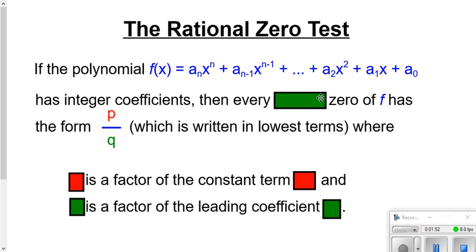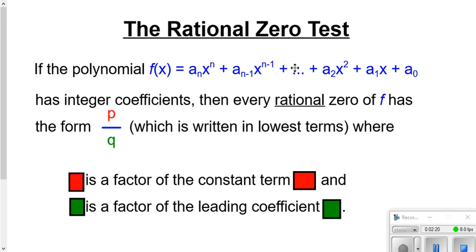Now, this word rational is a very important piece of this. It's not that every zero that we can find or every x-intercept works for this one. It is specifically only the rational zeros that will work here. And when we say rational, we mean we can find them in a fractional form like this, integer over integer. Because it's only the rationals, you won't find irrational numbers like root 2 or something like that.